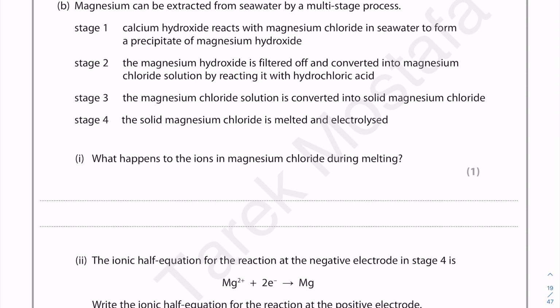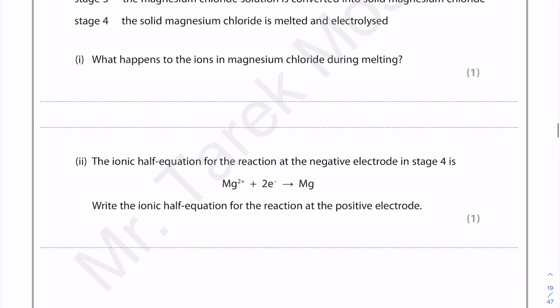Question B. Magnesium can be extracted from seawater by a multi-stage process. Calcium hydroxide reacts with magnesium chloride in seawater to form a precipitate of magnesium hydroxide. Magnesium hydroxide is filtered off and converted into magnesium chloride by reacting it with hydrochloric acid. Stage 3, the magnesium chloride solution is converted into solid magnesium chloride. Stage 4, solid magnesium chloride is melted and electrolyzed.